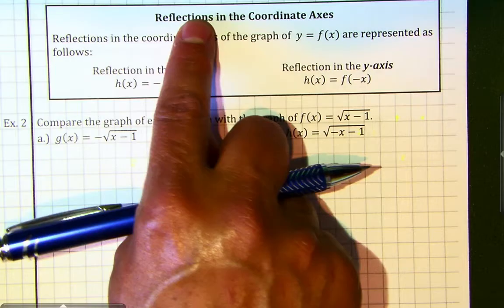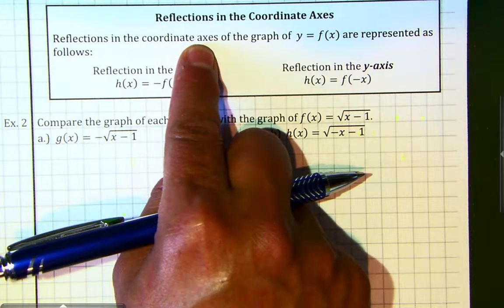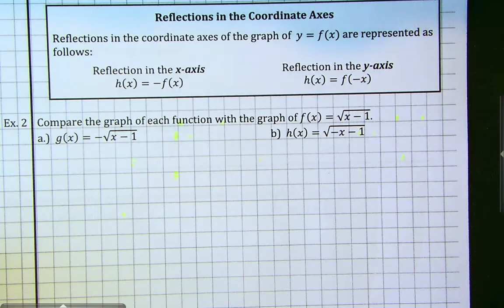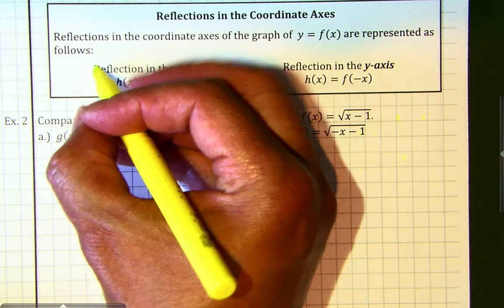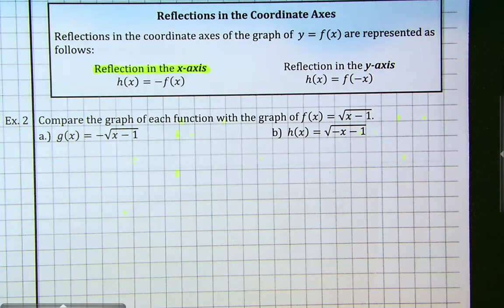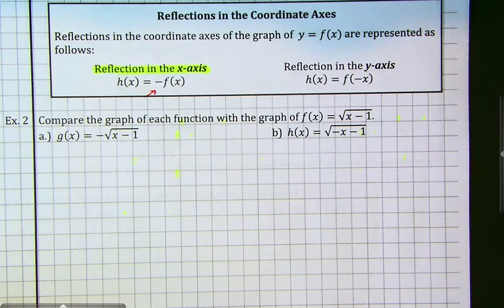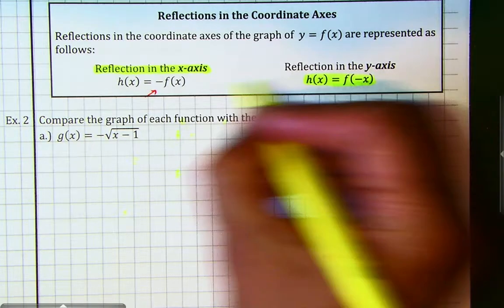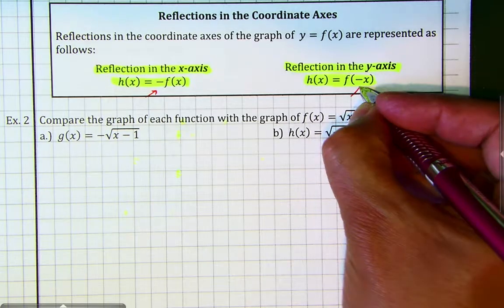So reflections in the coordinate axis. Reflections in the coordinate axis, the x and y axis of the graph y equals f of x, are represented as follows. So we have a reflection in the x-axis. That is, if you have a negative on the front, we know that's going to be reflected on the x-axis. If you replace the x with a negative x, it's going to be a reflection on the y-axis.